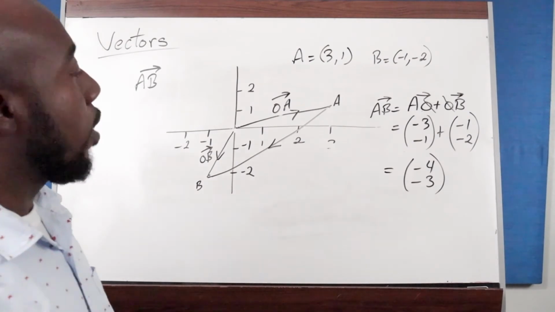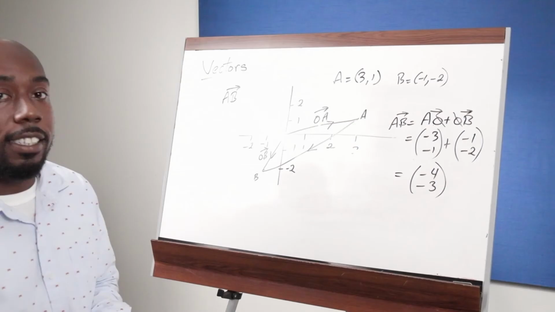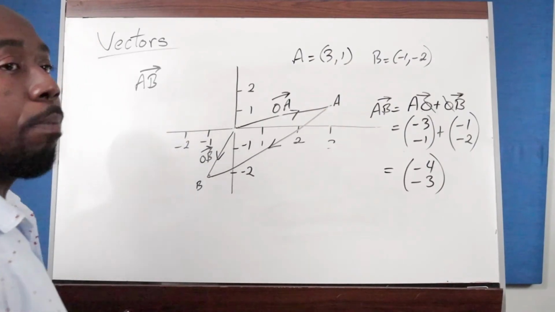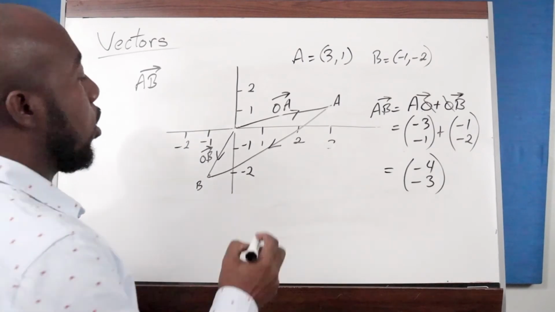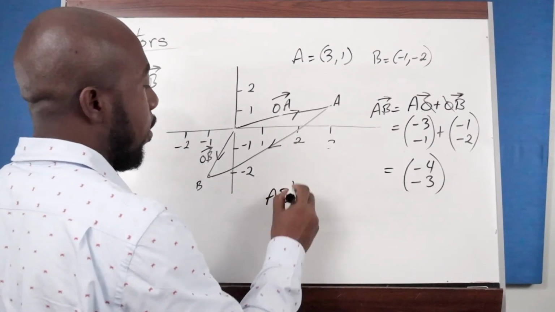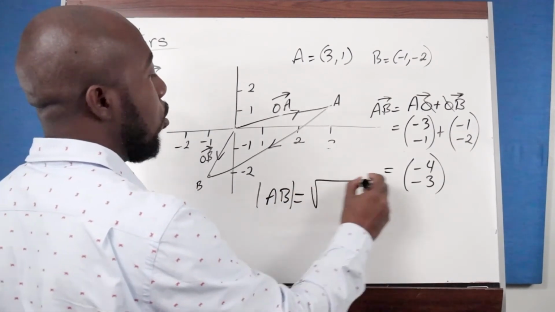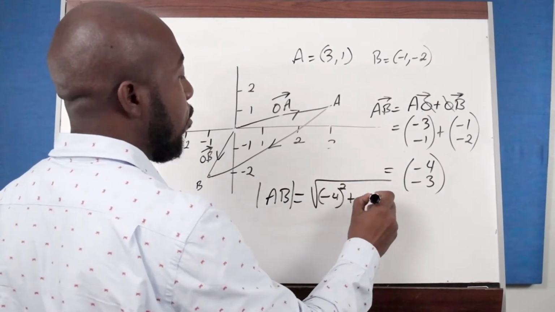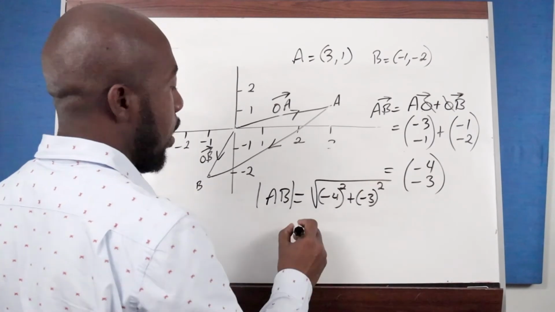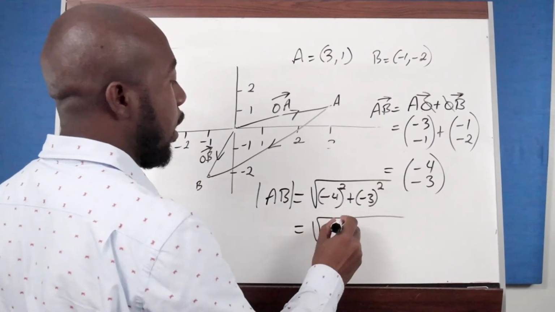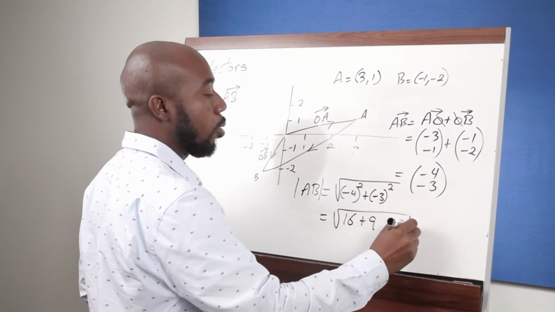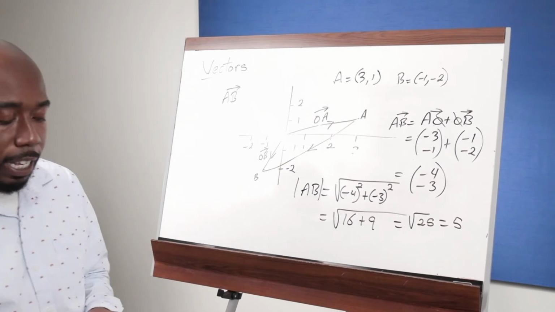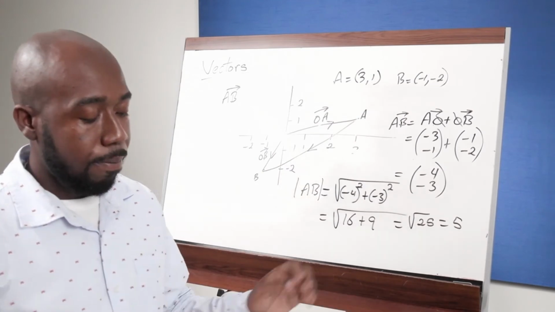Now the next question says to calculate the length of AB. How long is this line, A to B? We use the Pythagoras theorem as we said earlier. The length of AB is equal to the square root of negative 4 squared plus negative 3 squared. That gives the square root of 16 plus 9, which is the square root of 25, which is 5. So the length of AB is 5.